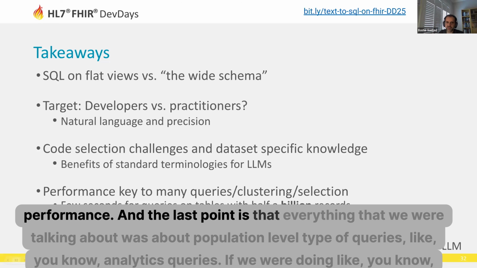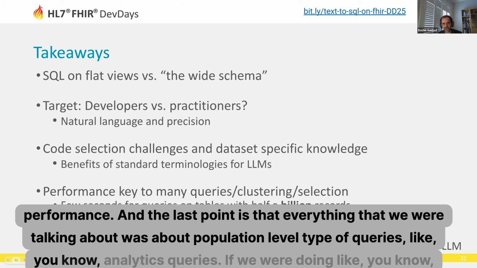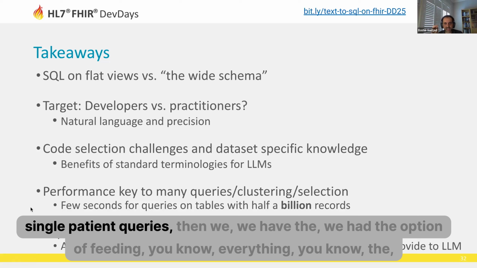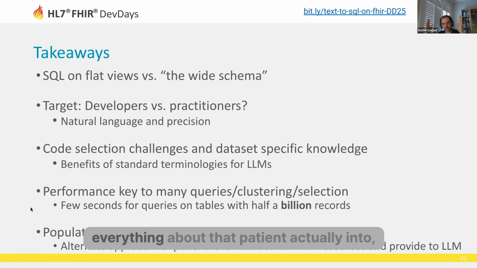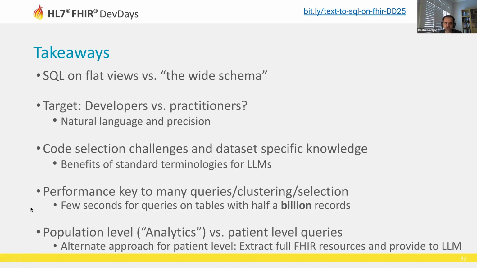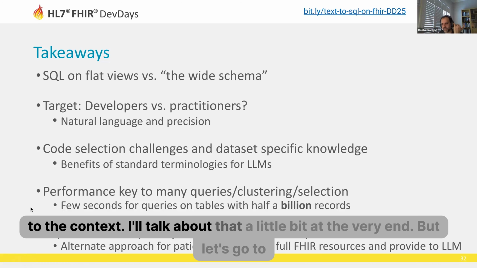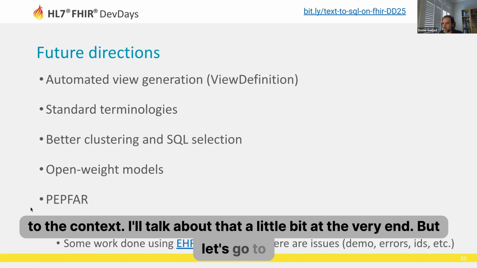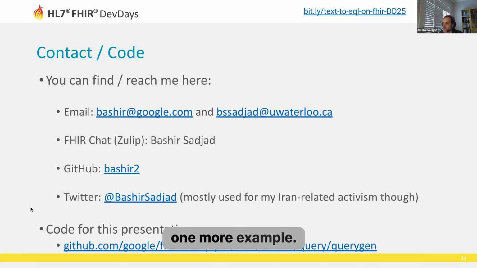And the last point is that everything we were talking about was population level analytics queries. If we were doing single patient queries, then we had the option of feeding everything about that patient into the context, or maybe just selecting something. So basically feed FHIR resources directly to the context. I'll talk about that a little bit at the very end. But let's go to one more example.